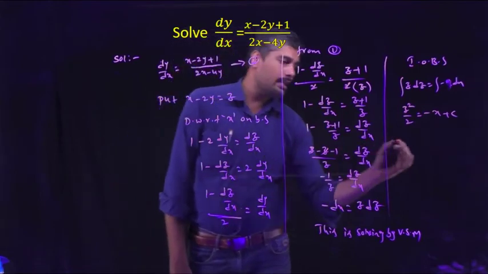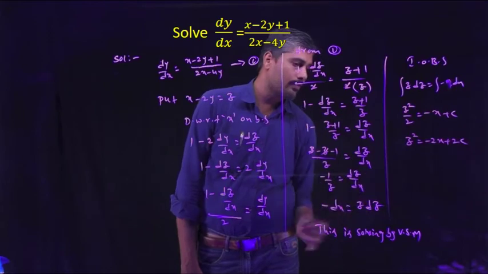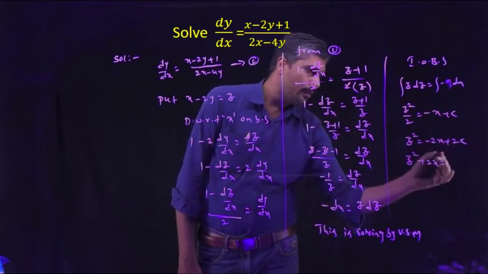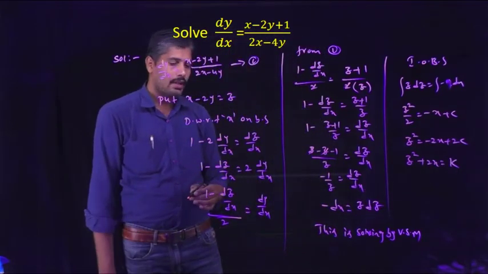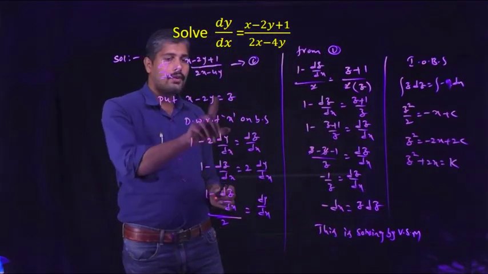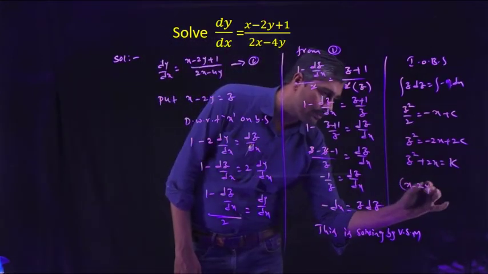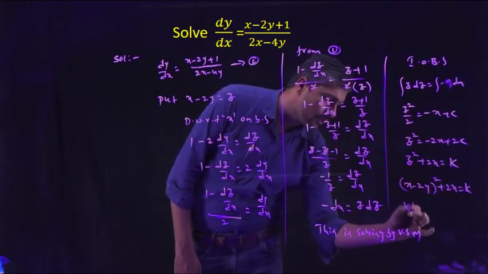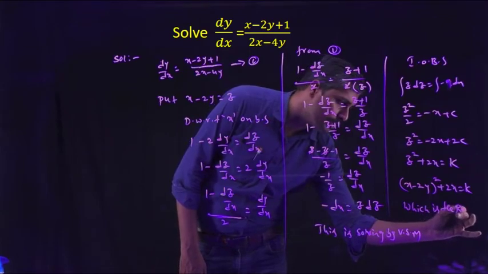Take 2 to the right side, that is z square equal to minus 2x plus 2c. That is z square plus 2x equal to 2c, we take another constant, that is k. Right? We take z equal to x minus 2y, that is x minus 2y whole square plus 2x equal to k, which is the required solution.